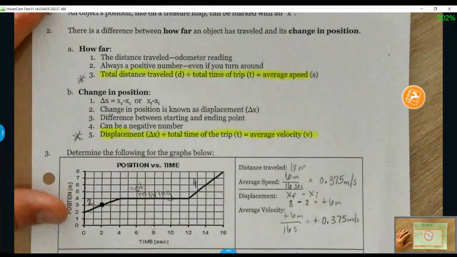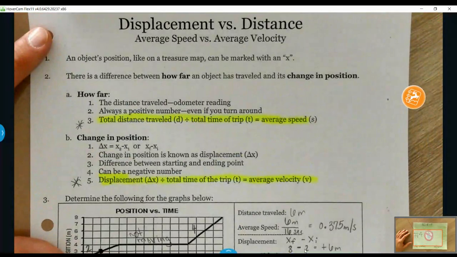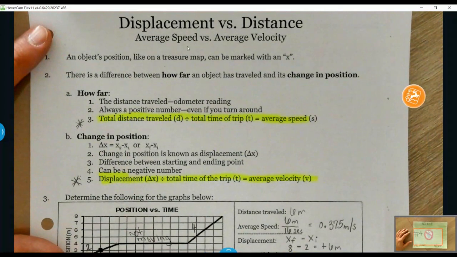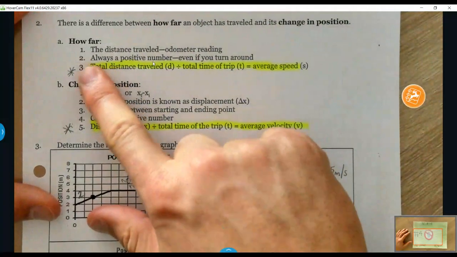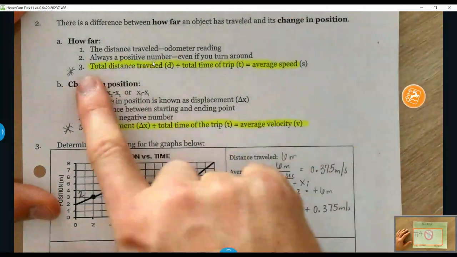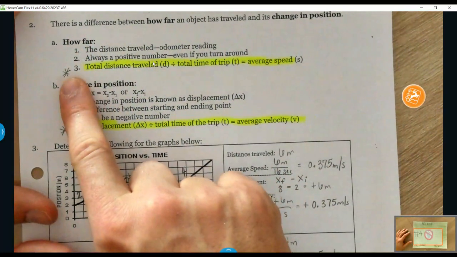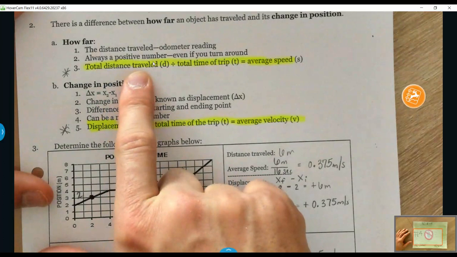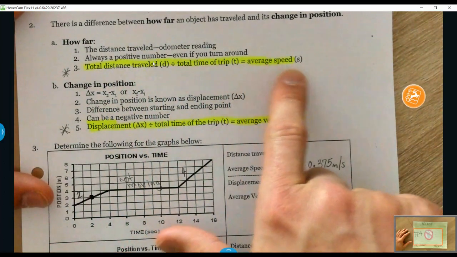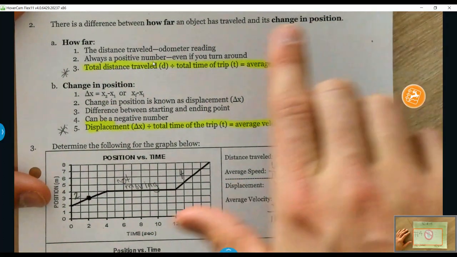Okay, so today's assignment is differentiating between distance and displacement. How far is the total distance traveled? It's always a positive number, even if we change direction. Total distance traveled divided by the total time is going to give us our average speed, which is s.